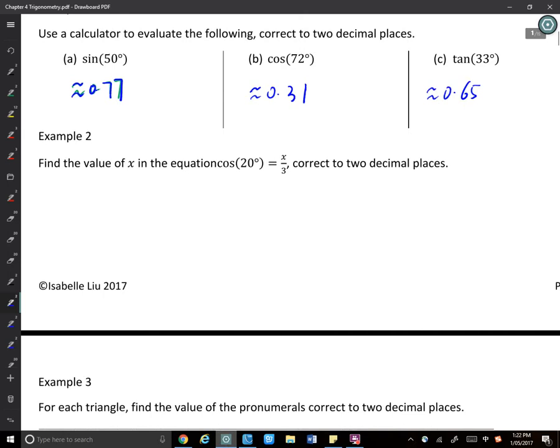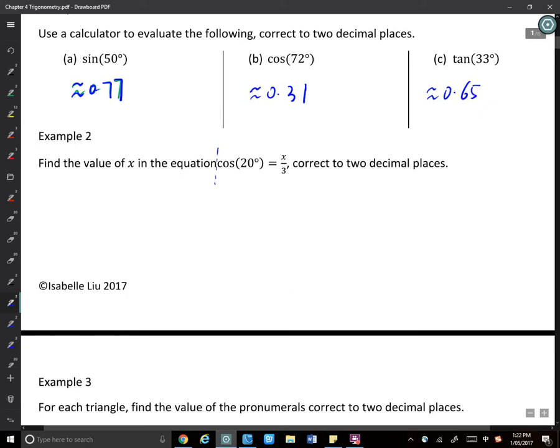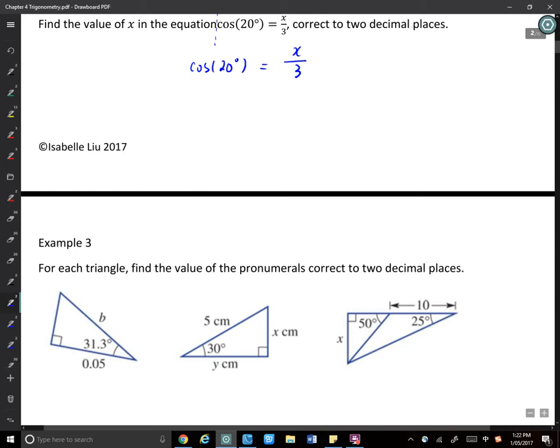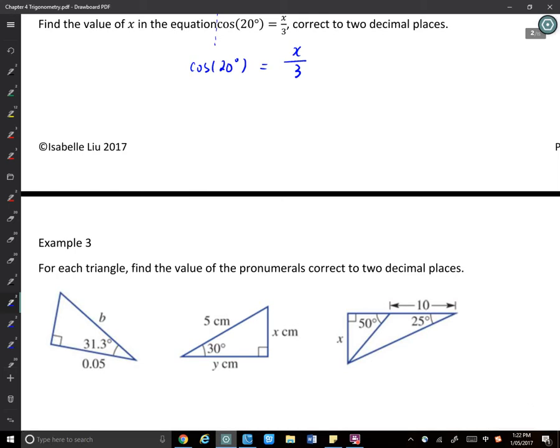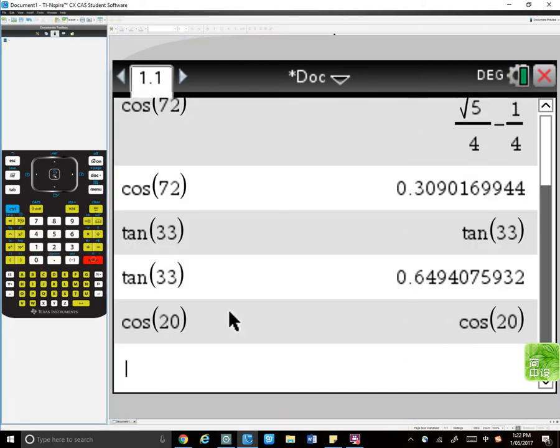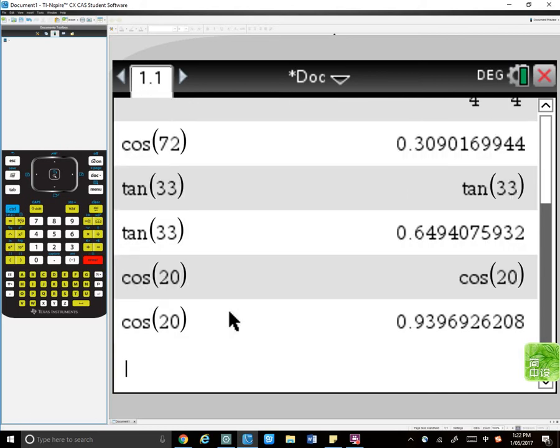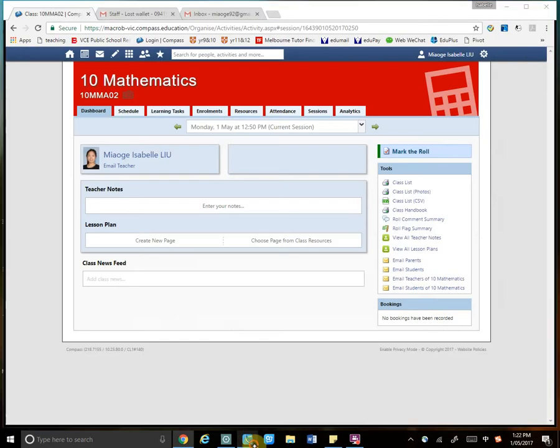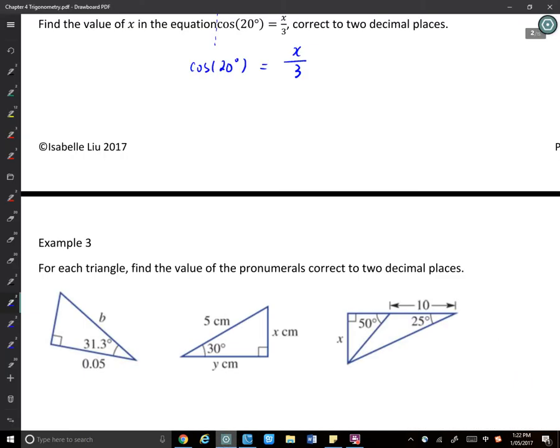Okay, example 2. Find the value of x in the equation cosine 20 degrees equals x over 3, correct to 2 decimal places. First of all, you know that cosine 20 degrees is a number. I can evaluate that. Let's say cosine 20 degrees, Control Enter gives me 0.94 something. But I don't want to evaluate it now. I don't want to round it so early.